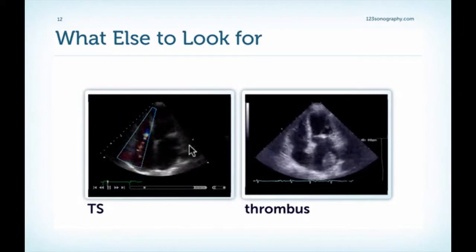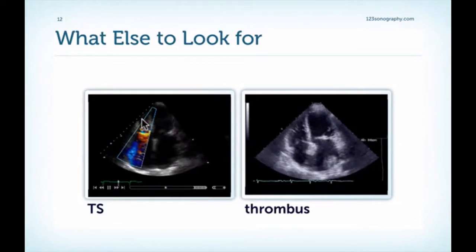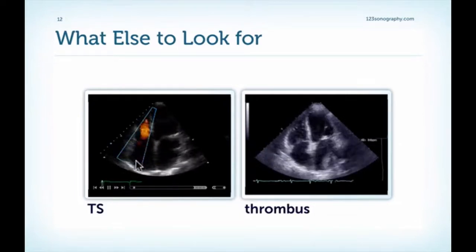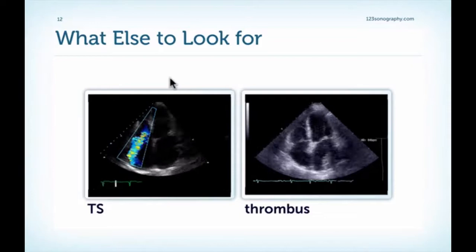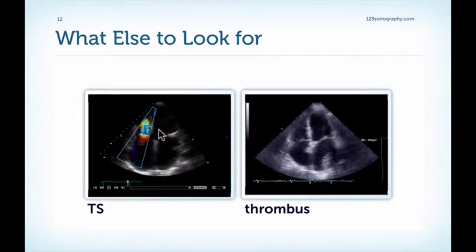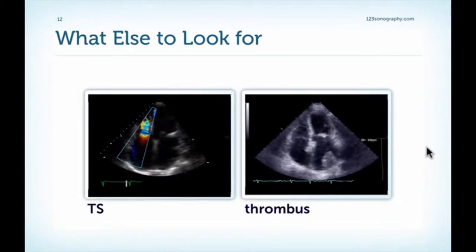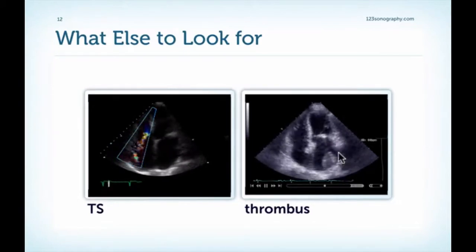Here's another such additional valve pathology, tricuspid stenosis. You see the turbulent inflow into the right ventricle, and tricuspid regurgitation, which is also significant. The patient also has mitral stenosis. And on the right-hand side, you see another problem, a patient with a thrombus in the left atrium.